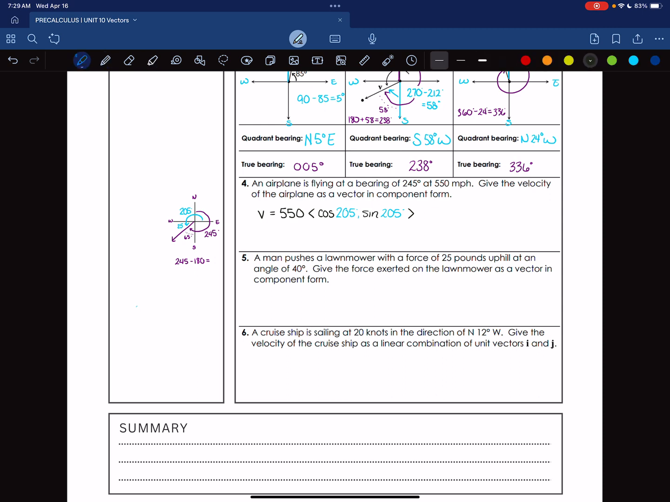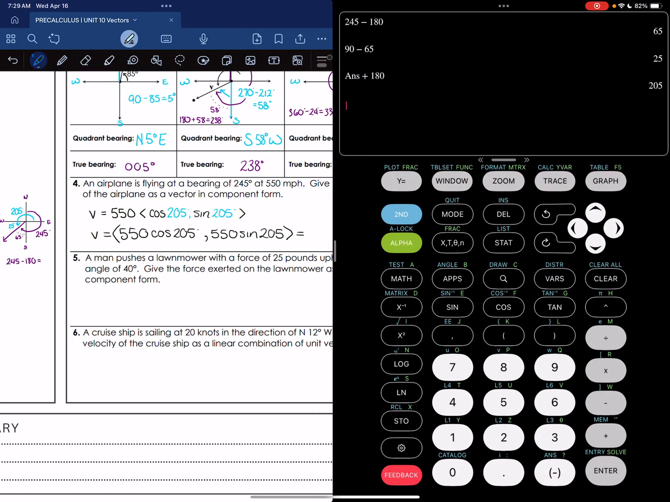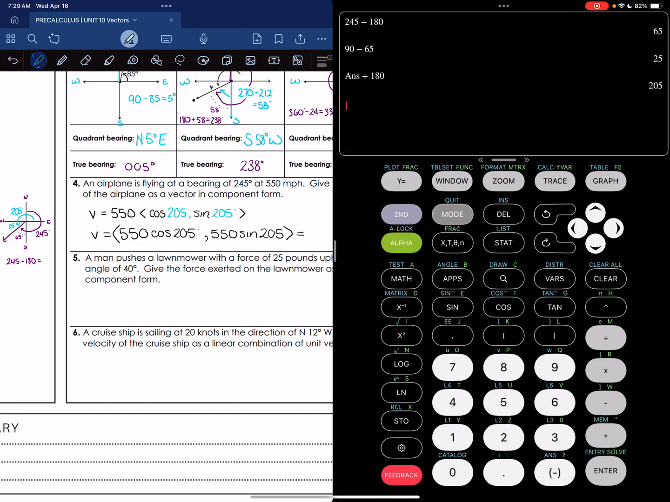So what's this going to be? When we write this in component form, it would be 550 cosine(205) and 550 sine(205). We can grab our handy dandy calculators to evaluate that. Make sure that your mode is correct, that we are in degrees. Good.